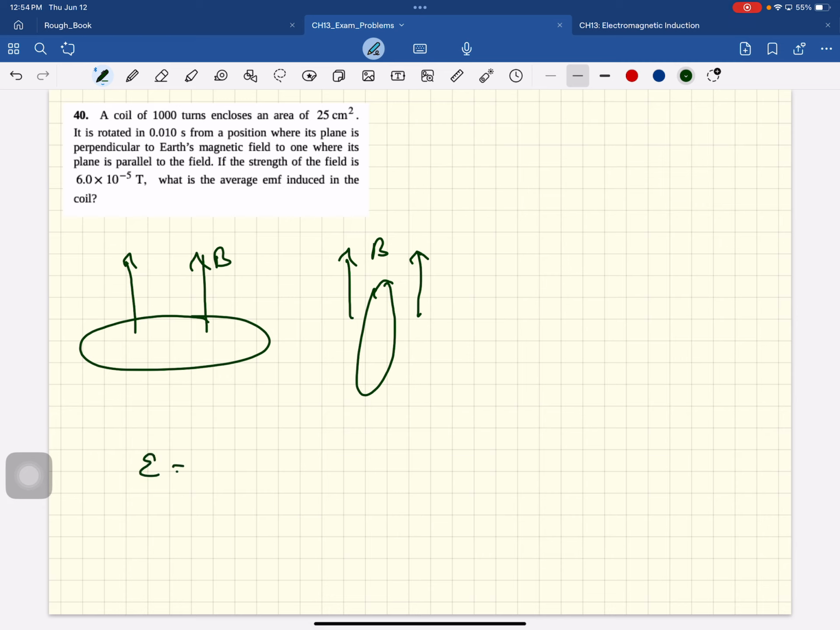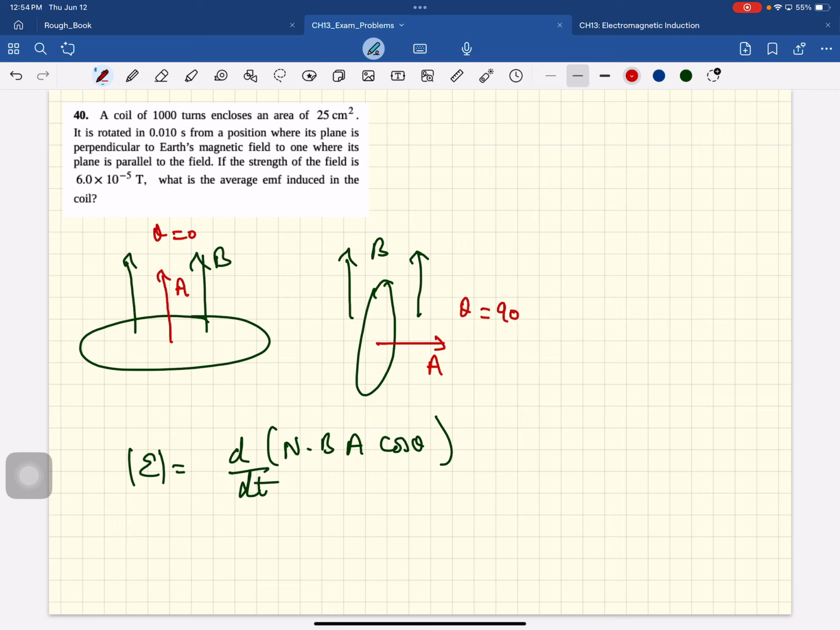So the induced EMF is d by dt of N times B times A times cosine theta, where N is the number of turns. Okay, so here theta equal to 0, here theta equal to 90. So what is changing this time is theta.